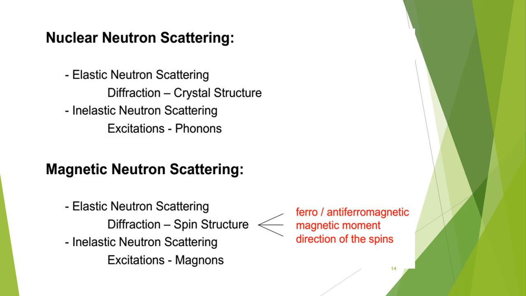While in magnetic neutron scattering, if elastic neutron scattering occurs, that can be used for the diffraction and the spin structure, which is further used to find out the antiferromagnetic properties, magnetic moment, and direction of the spins. And if inelastic neutron scattering occurs, then it can be used to find out the excitations of the atoms and magnons.